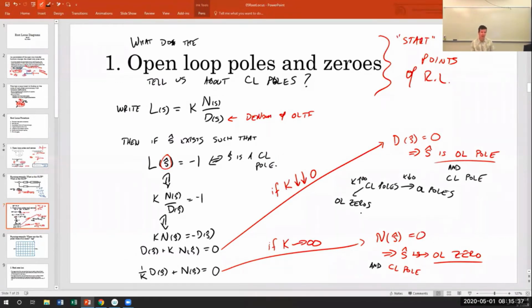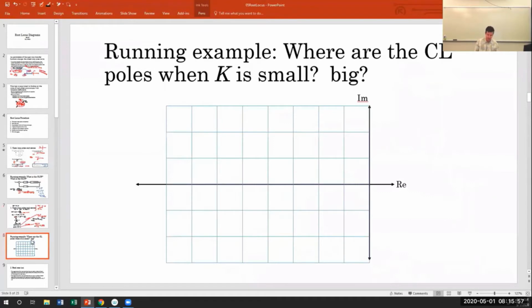Any questions on that? I'm happy that we got to go over this slide twice, because I don't think it's at all obvious what is going on here. So any questions now that you've seen it twice? Okay, let's see how that works for our running example.